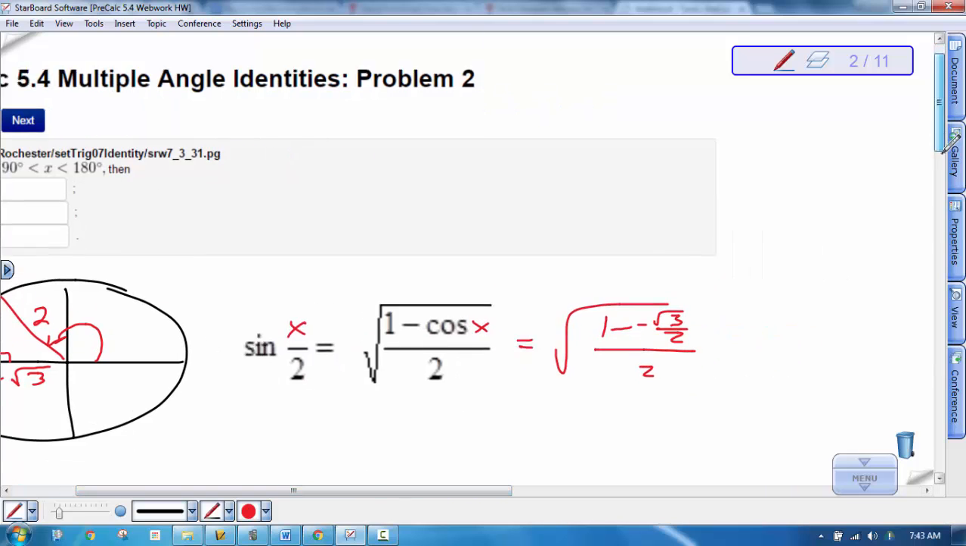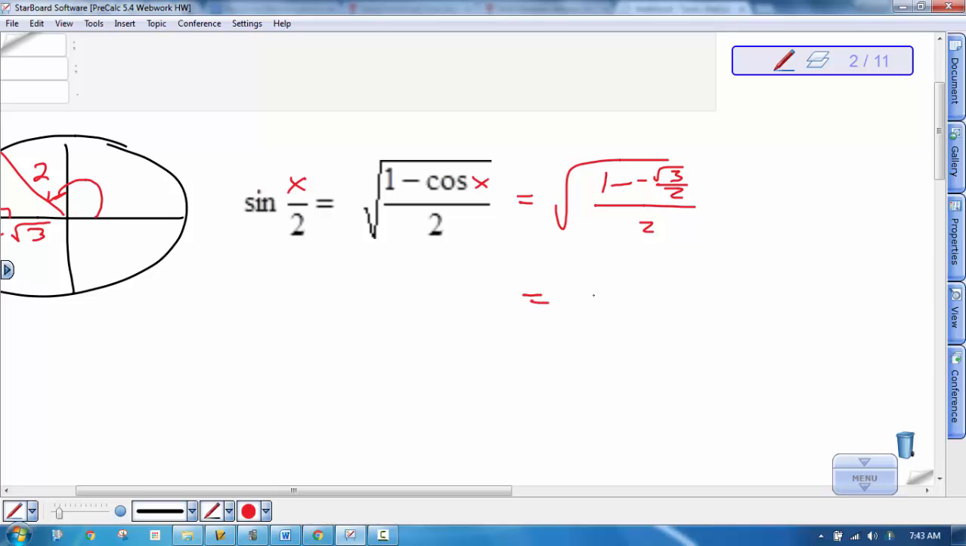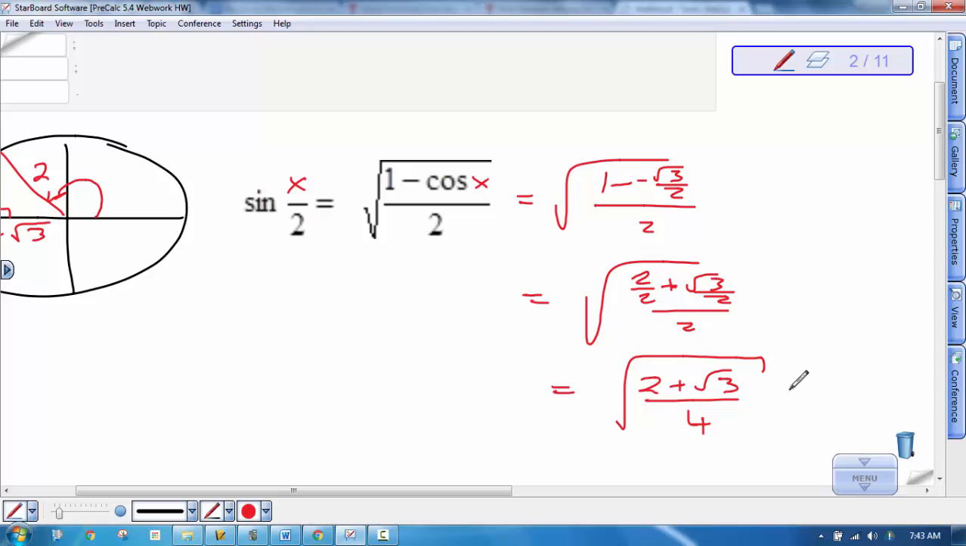Now, if I just simplify this and enter this answer as exact answer, that will work fine. Double negatives go positive. And it's all divided by 2, so I'm going to get a common denominator here and add these two together. So I end up with 2 plus the square root of 3 over 2. Divided by 2 is the same as multiplied by 1/2, so this just becomes a 4 in the bottom. And I have the square root of the whole thing. I know it's a little tricky to enter in, but that's our answer right there.